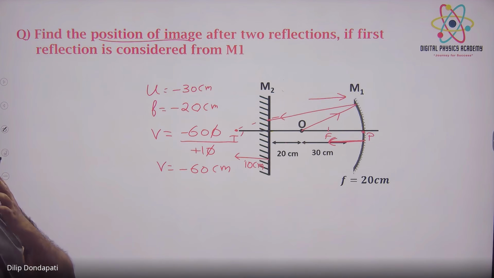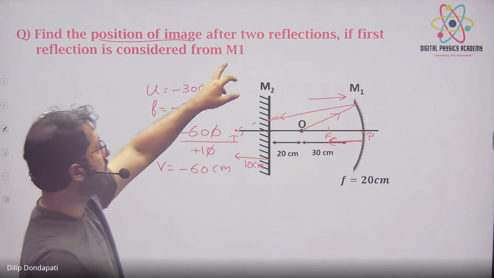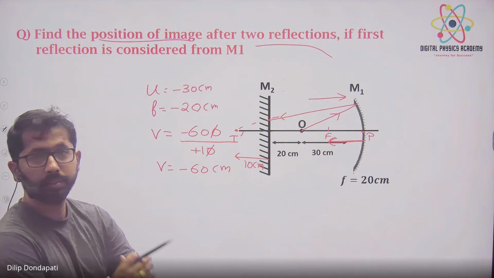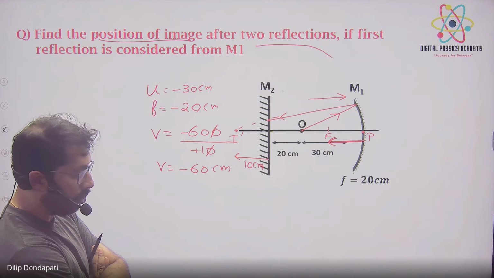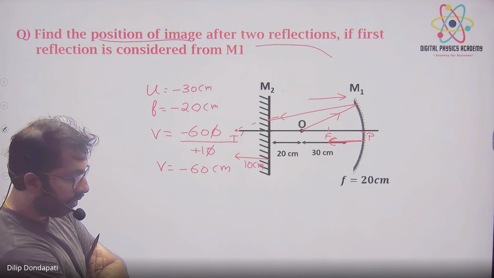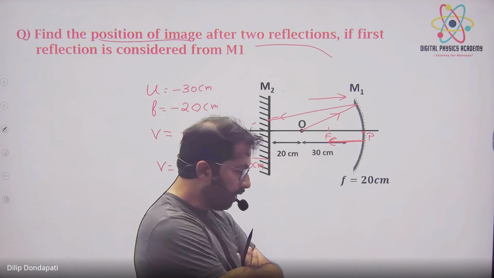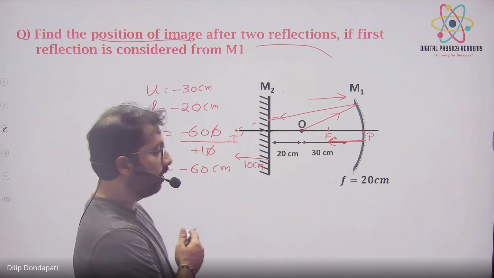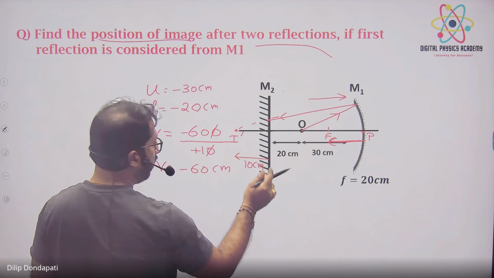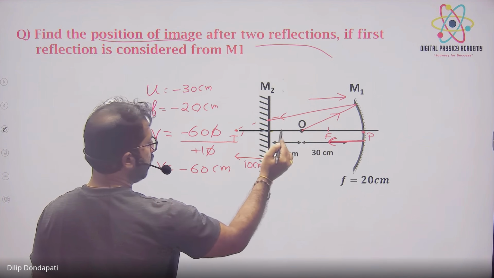How is the second reflection? You need the image after 2 reflections, right? So do we count the second reflection from M2 or M1? M2 only. The second reflection comes from M2. So it will be 10 centimeters in front. In front, 10 centimeters it will come, right? So 10 will come. Why 60? 10 centimeters will come. Why 60? Because it is a plane mirror, distance of object is equal to the distance of image. So its image will be 10 centimeters away.